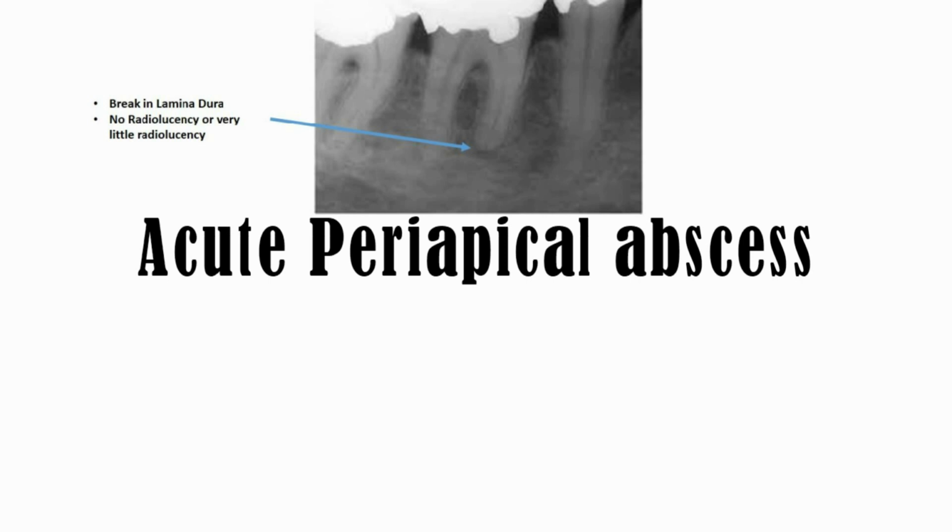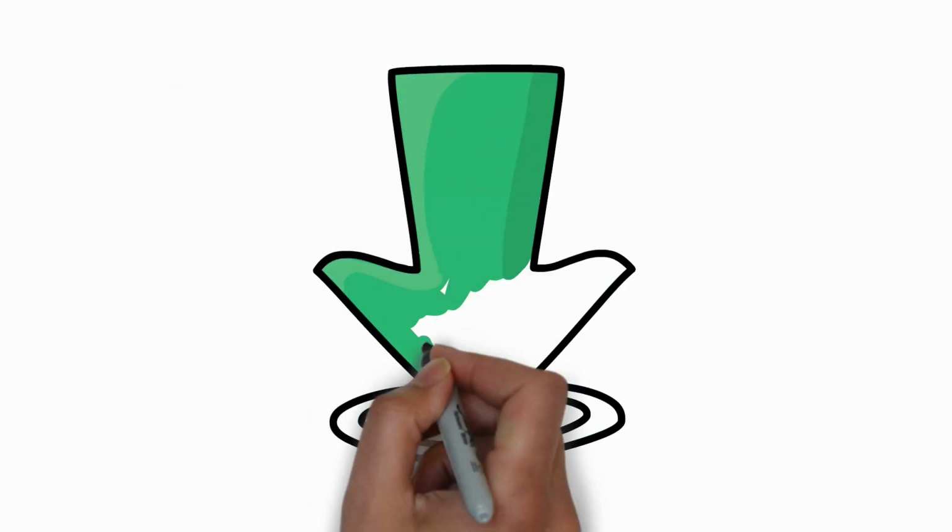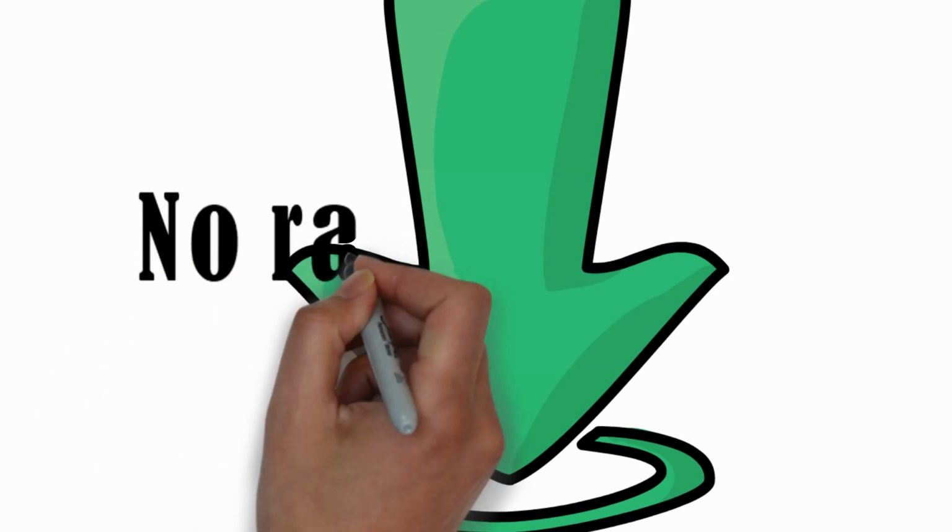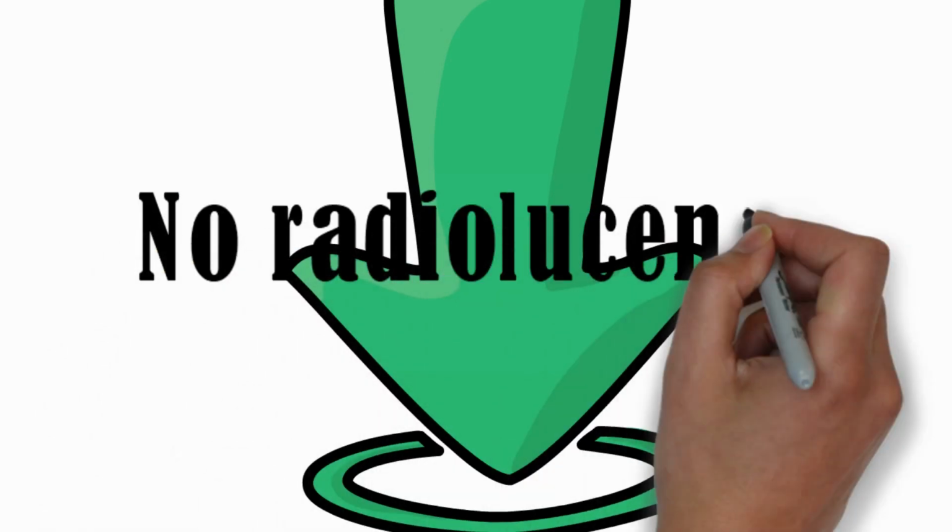Now the word acute is very important, because if you have a break in the lamina dura and you don't see a radiolucency, that can only happen in acute disorders, because the radiograph can only show the signs of an abscess if there is 30 to 40% mineral loss. But because it is acute in nature, there is no sufficient time for mineral loss, and that's why you don't see any radiolucency in the acute periapical abscess radiograph.